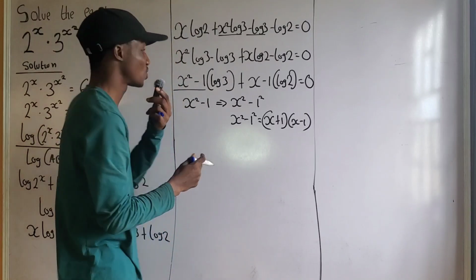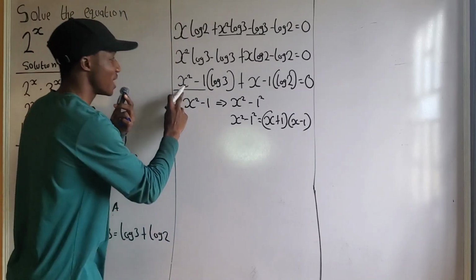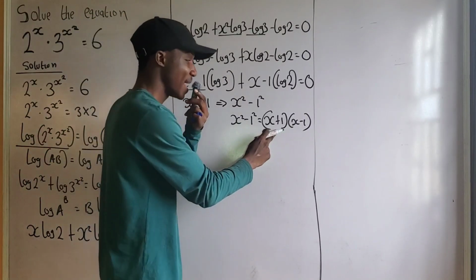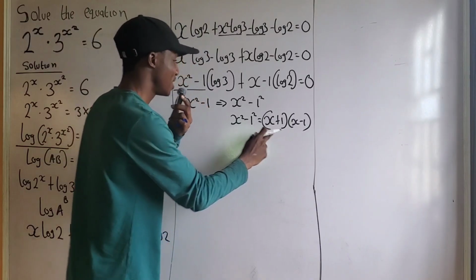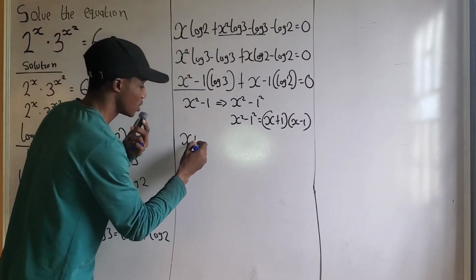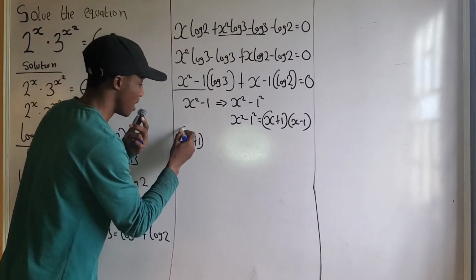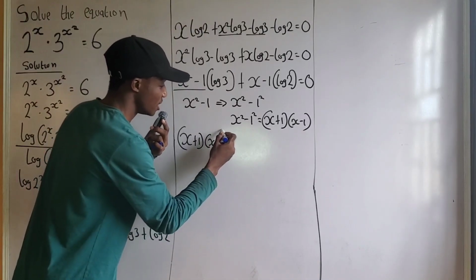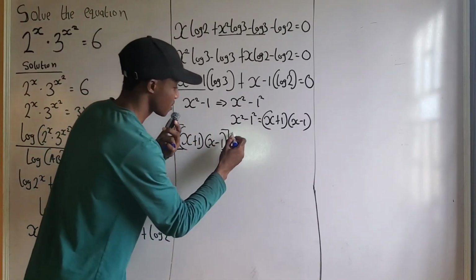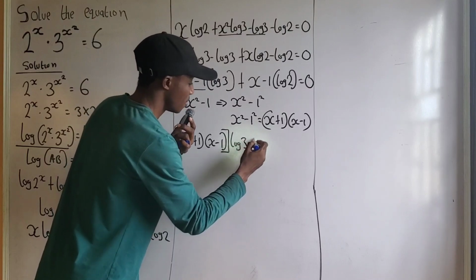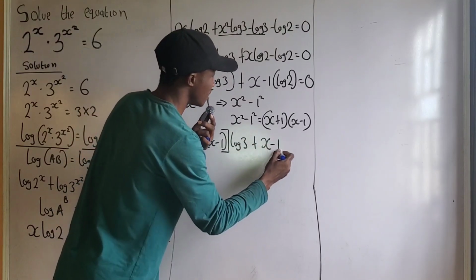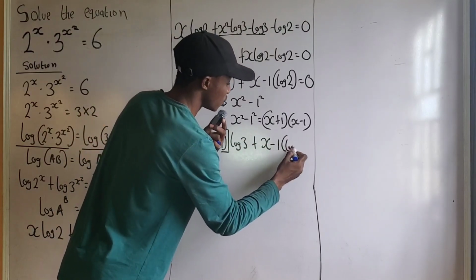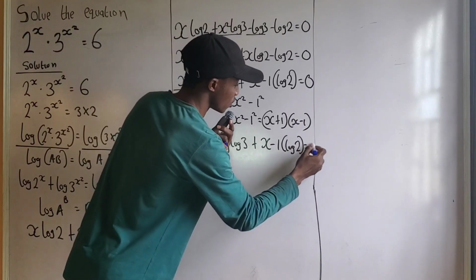Do you understand? So instead of x squared minus 1, I'm going to replace it with x plus 1, x minus 1. For this, I'm going to have x plus 1 multiplied by x minus 1, all this multiplied by log 3, plus x minus 1 multiplied by log 2. This is equals to 0.